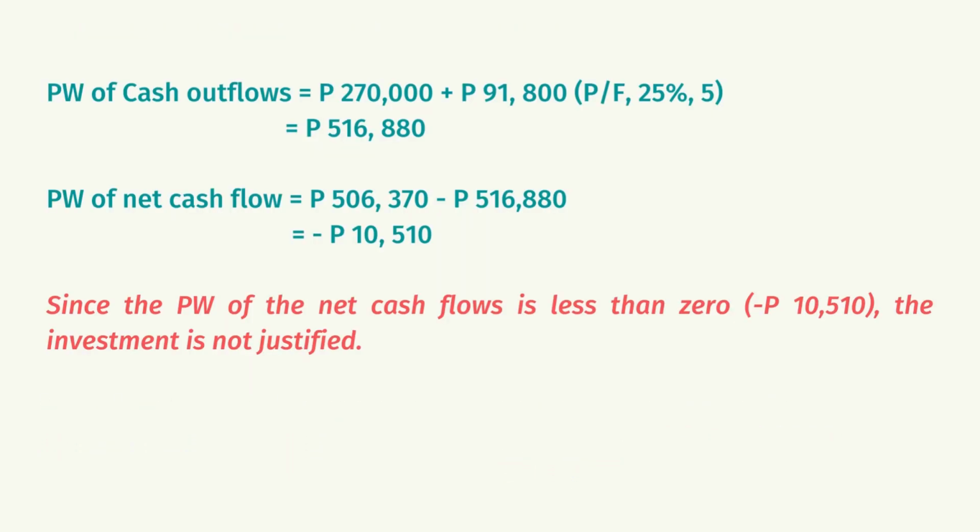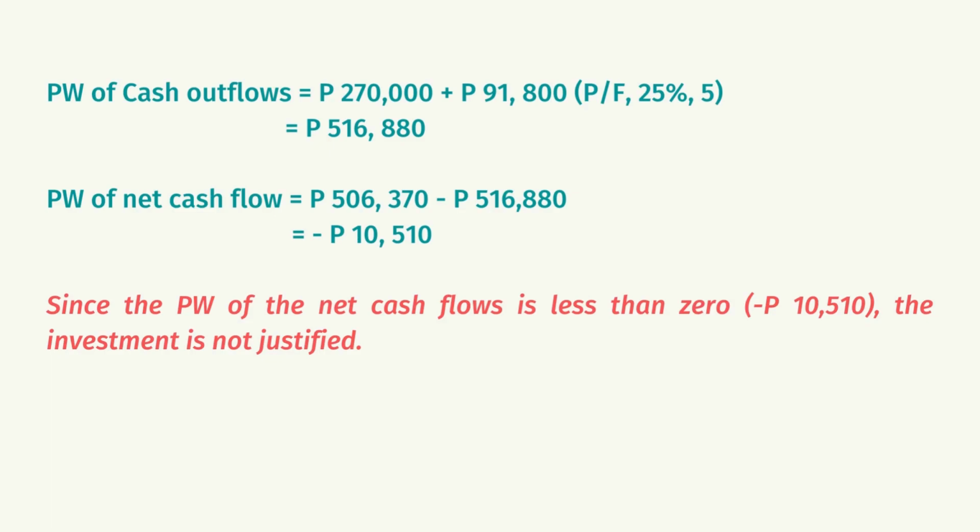So the present worth of all cash outflows is 270,000 plus 91,800 times P given A at 25% interest for 5 years. That is a total of 516,880. So now we have to get the present worth of the net cash flow.